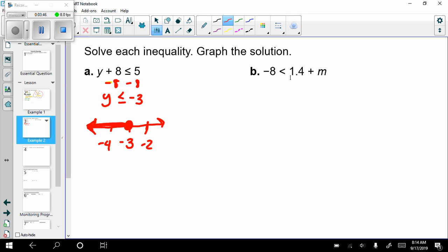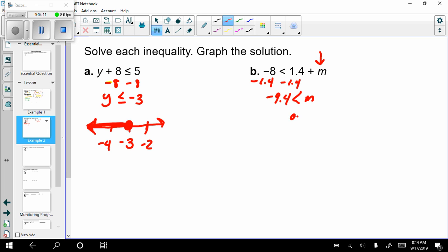Let's do this last one. If this were something you were trying to solve, I want to remind you that you're moving the constant term, or anything that is associated with the variable, away. So that variable stays, which means we're moving the 1.4. So I'm going to subtract 1.4 from both sides, and I get m is greater than -9.4.